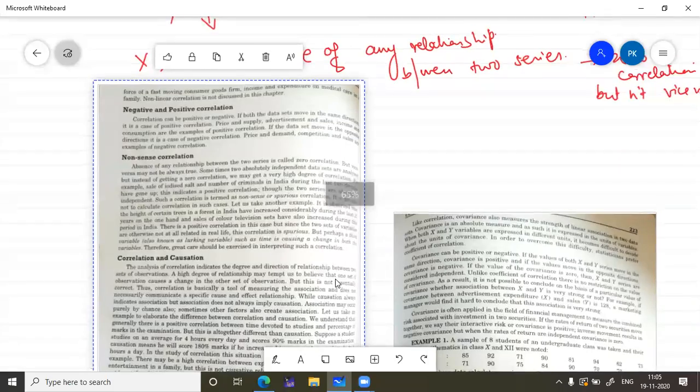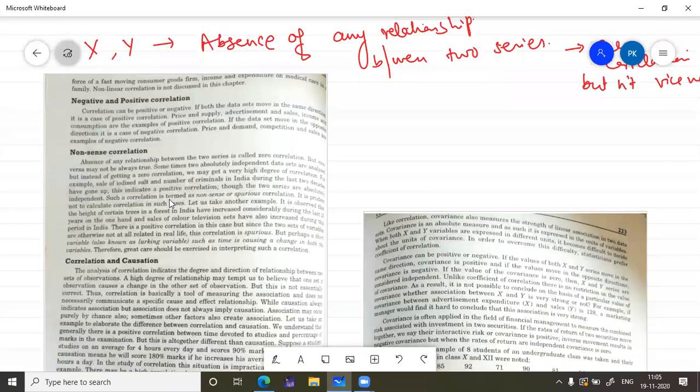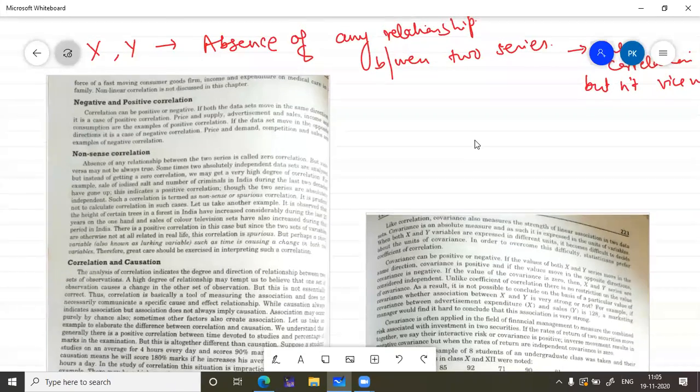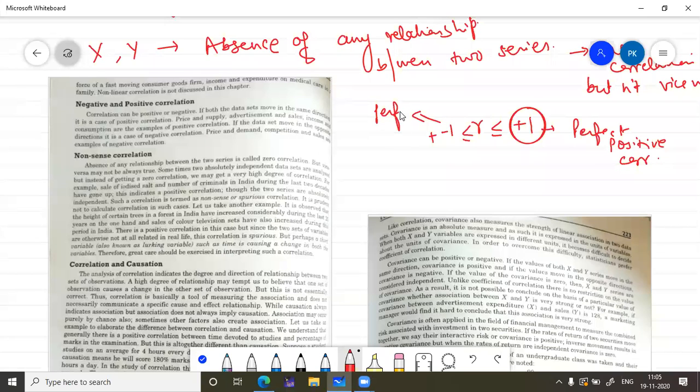So we have some properties for the correlation, like it always lies between +1 and -1. We denote the correlation by R, और जो इसकी वैल्यू होती है वो +1 से -1 के बीच में रहती है. If its value is +1, then we say it is perfect positive correlation, and if it's -1, then it's perfect negative correlation.